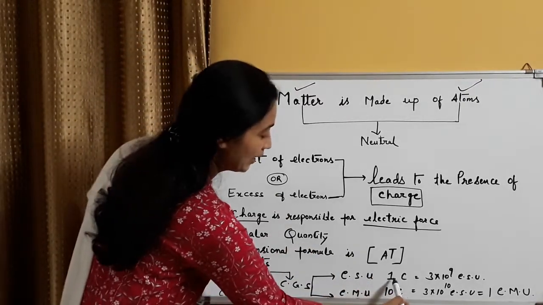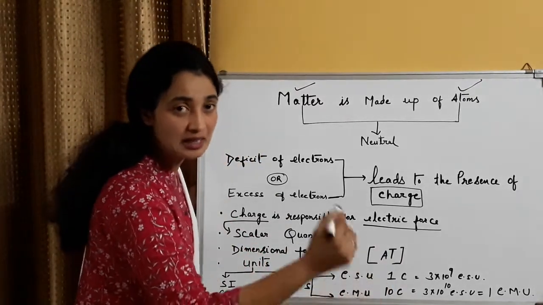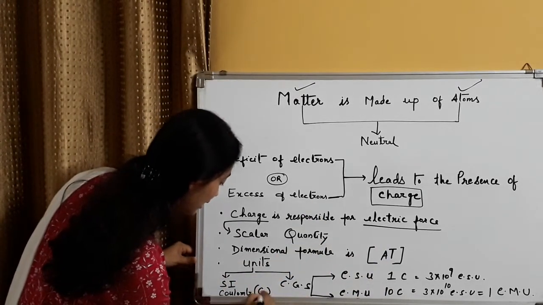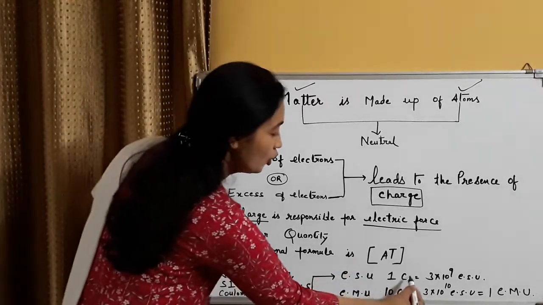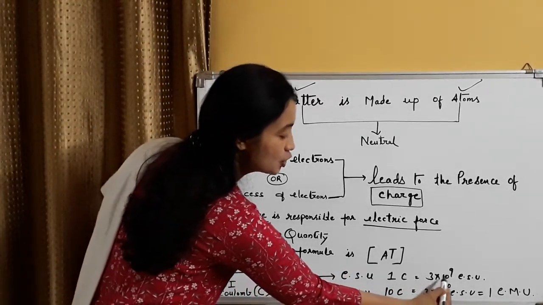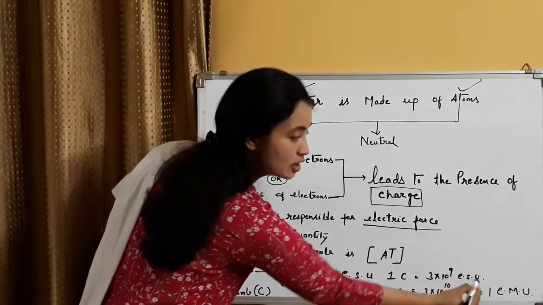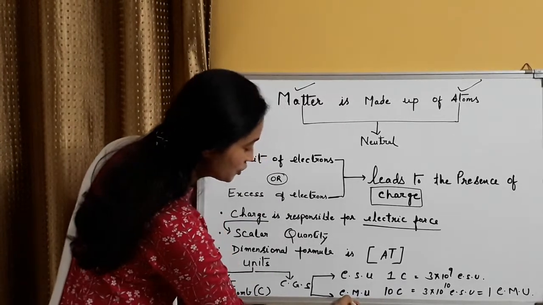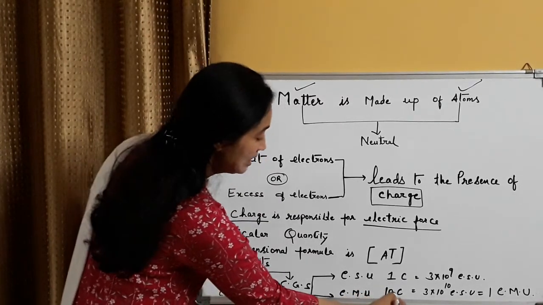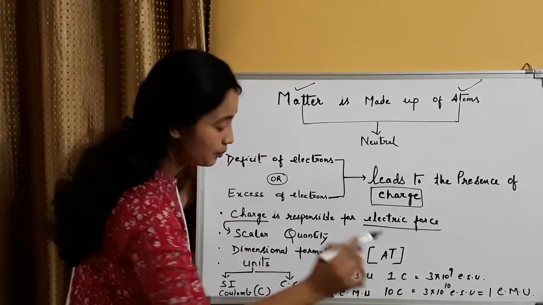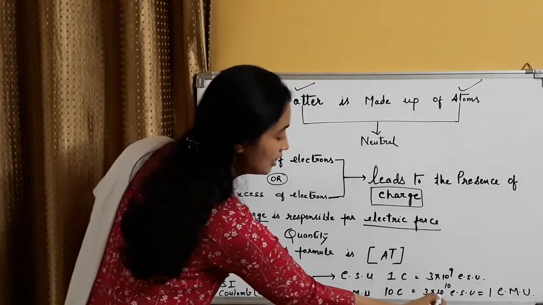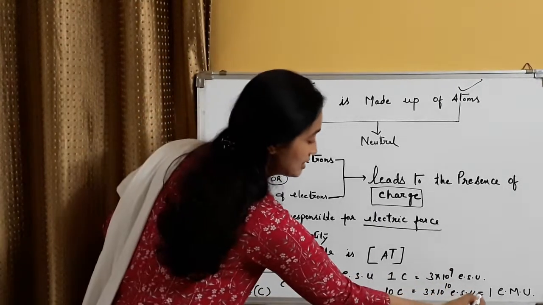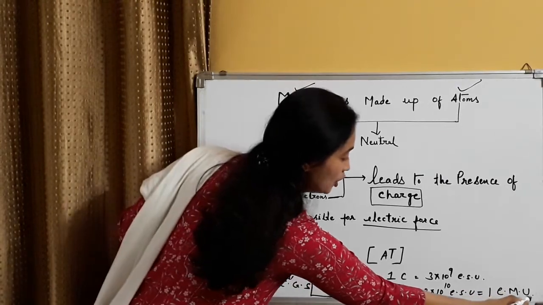Now, coulomb is represented by capital C, the unit of charge. 1 coulomb is equal to 3 into 10 to the power 9 ESU. What is ESU? Electrostatic unit. Then another CGS unit, EMU: 10 coulombs, capital C, remember, represents coulombs, is equal to 3 into 10 to the power 10 ESU, electrostatic unit, which is again equal to 1 EMU.